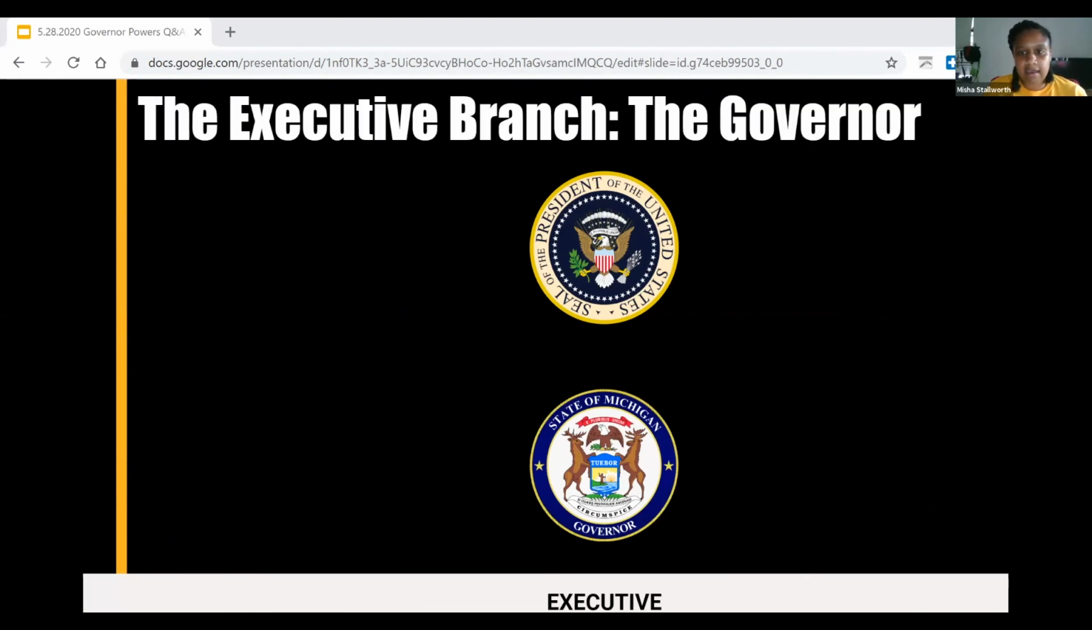Looking at the executive branch specifically, today we'll be discussing the role of the executive of the state, which is the governor's office, and the powers of that office, particularly during an emergency or a disaster. We kept both the president's seal up and the governor's seal up because we want to continue to remind you that even if in civics class you learn the branches of government at the federal level, the executive branch exists within the state as well.